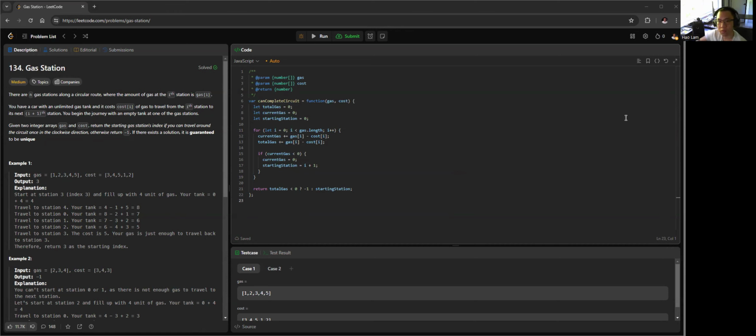Let me see if we're missing anything here. So we have the current gas, we have the total gas, and then we update them, right? Add the current gas to the total gas as we iterate through the array, so we don't have to do it in two passes, right? And then if the current gas ever drops below zero, which means we cannot get to the next station, in that case we want to reset the current gas to zero, right? And try starting at the next station, which is i plus one. Makes sense.